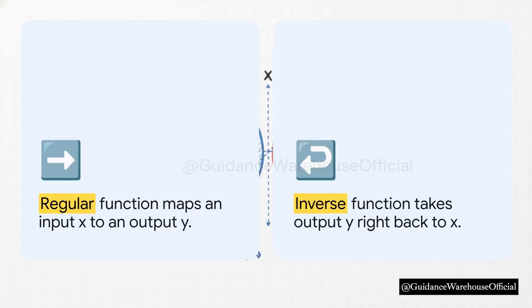Let's look at the basic mechanics. A regular function, which we call f of x, takes an input, x, and spits out an output, y. The inverse function does the exact opposite. It takes that output, y, uses it as its starting point, and maps it right back to x. So whatever the original function does, the inverse function undoes. It is a perfect closed loop.